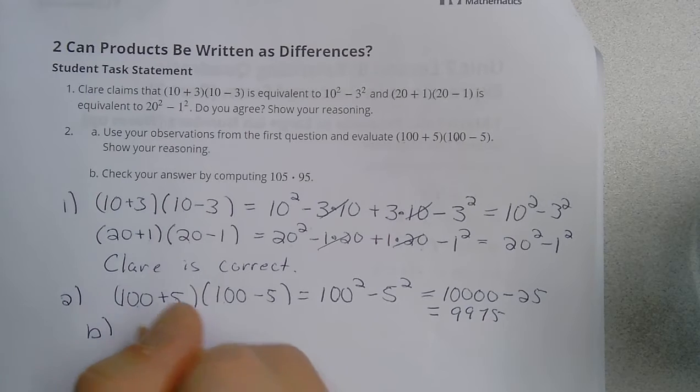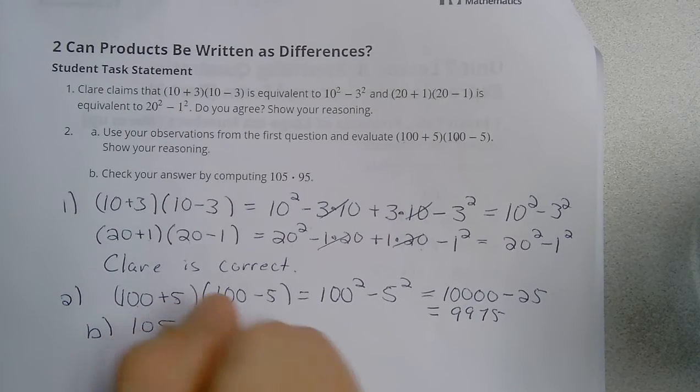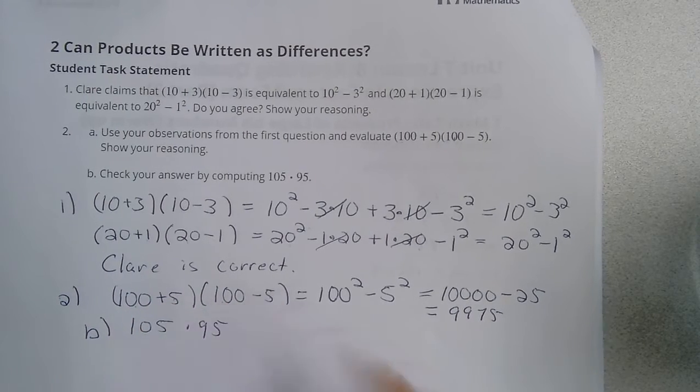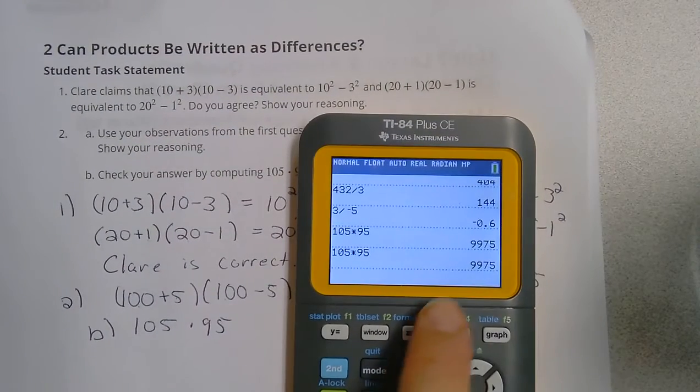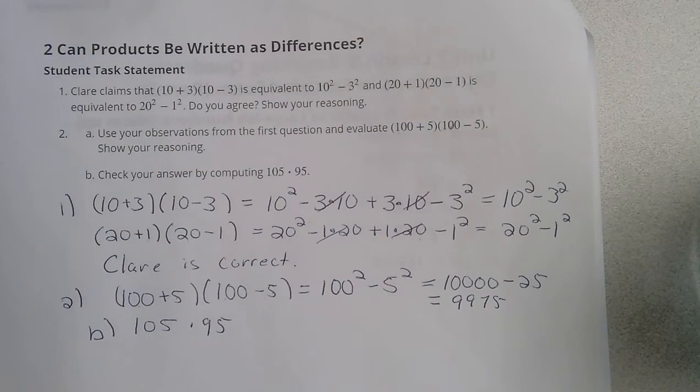So part B, if I compute 105 times 95, it is, in fact, 9,975.